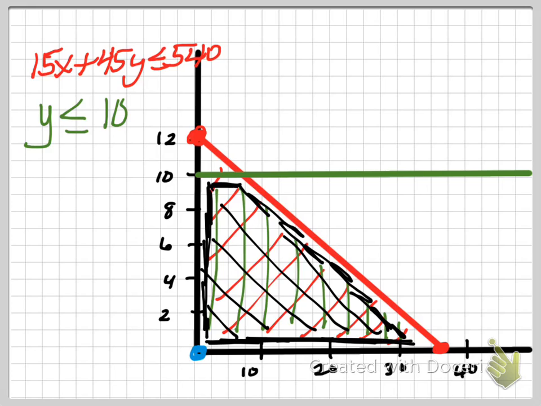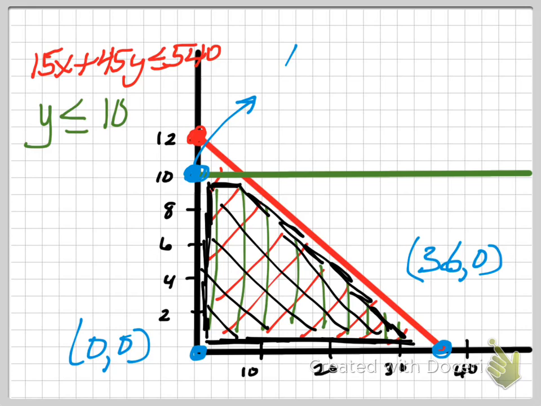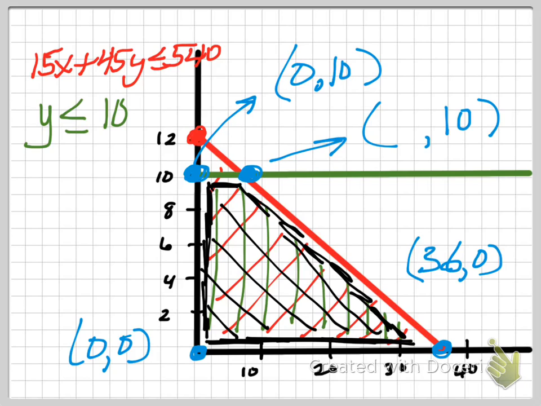We have the corner point 0, 0. We have the corner point down here of 36, 0. We have the upper left corner point, which is the point 0, 10. And then we have the corner point that's the intersection of the red line and the green line. I know that the y value must be 10 because of the green line. If I plug that into my red equation, if y is 10, I will find out that x must be 6. So those are my 4 corner points.